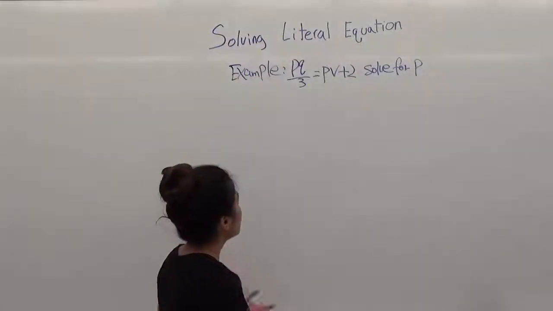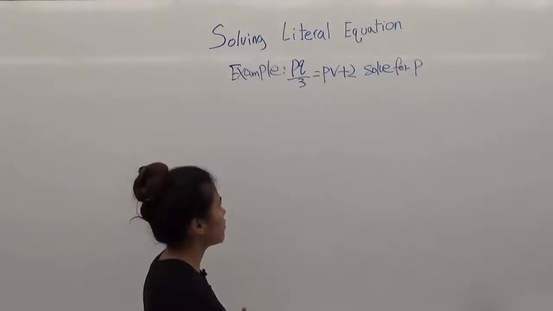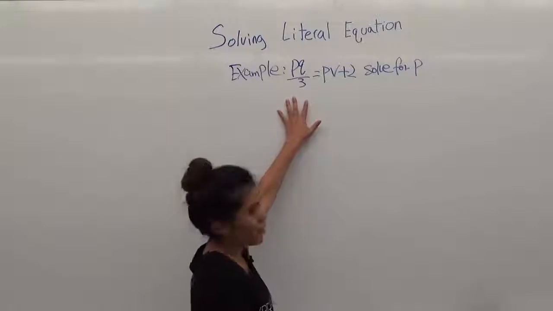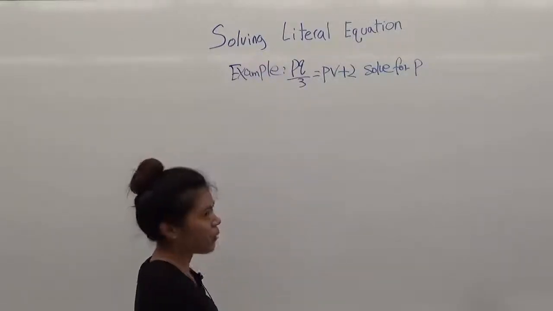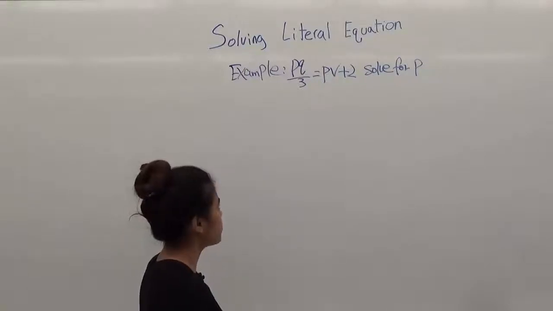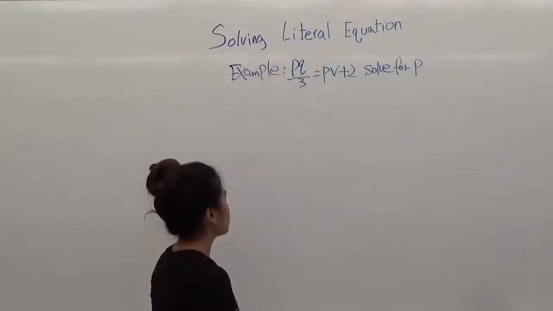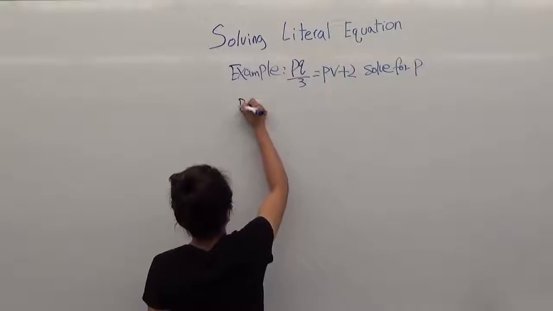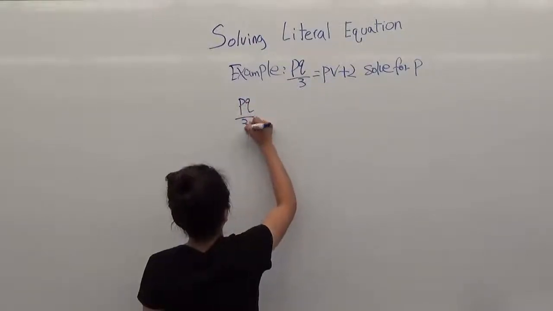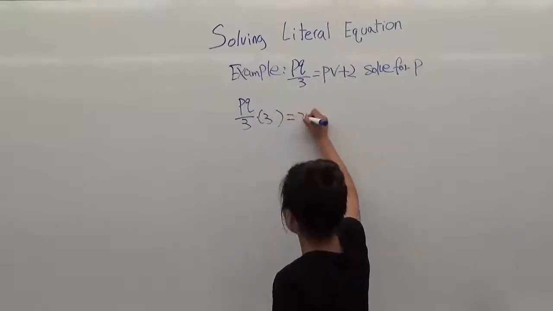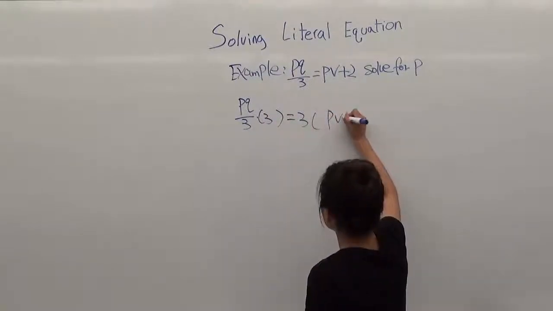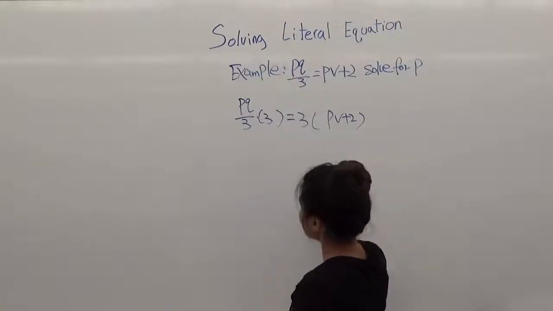We get the example p cubed over 3 equals p v plus 2, and solve for p. But since there is a fraction, the first thing that we need to do is get rid of the fraction by multiplying by their LCD, which is 3 here, on both sides. So we get p cubed over 3 multiplied by 3 equals 3 times p v plus 2 inside the parentheses.